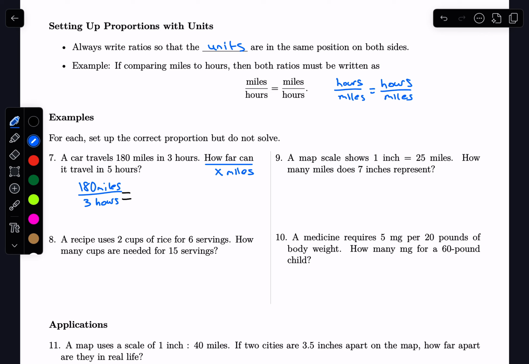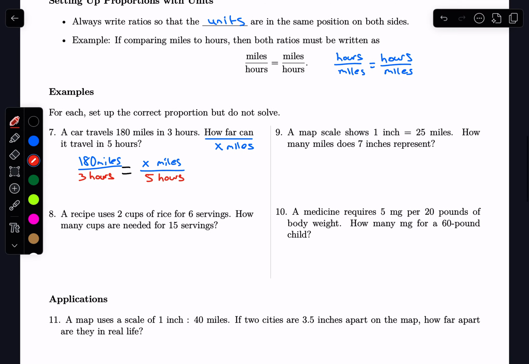Now on the other side, I want to have miles on top and hours on bottom. To make this extra clear, I'm going to write those 3 hours in red here on bottom. Okay, so my hours unit is red and my miles unit is blue. On the right side, I don't know how many miles, so that's where I'm going to put my x miles. But I need miles on top to match miles on top of the left side. On bottom though, it says 5 hours, so I can put my unit of 5 hours down below. All I'm going to have to do then is cross multiply, and I can solve for the number of miles.